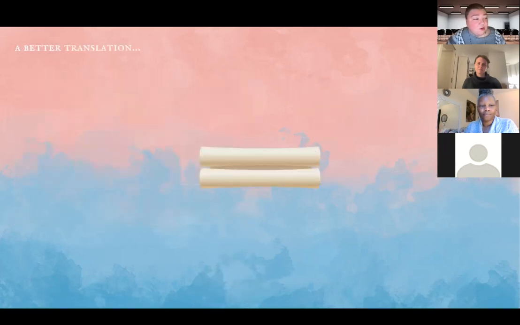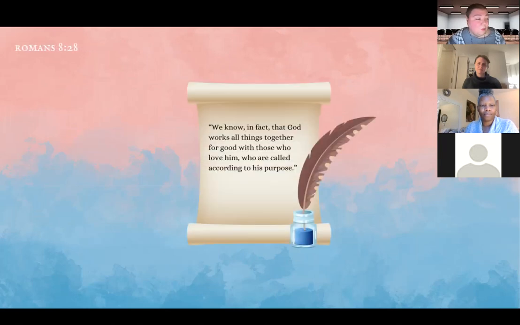And so a better translation of Romans 8:28 would be, "We know, in fact, that God works all things together for good with those who love him, who are called according to his purpose." Looking at the Greek and translating a single word in this case shifted the meaning of this verse.